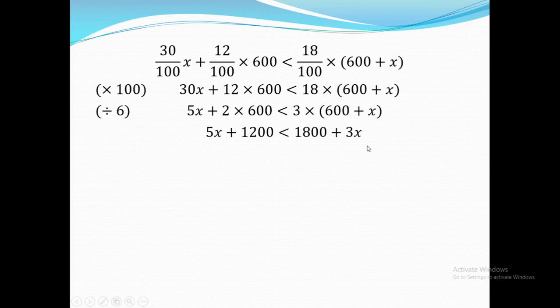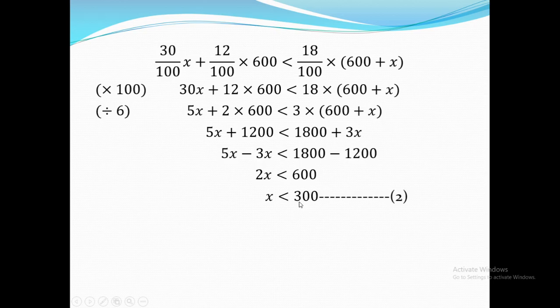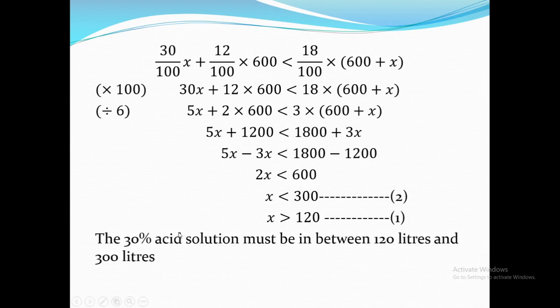Now bring all the variables to one side and the numbers to the other side. So 5x minus 3x is less than 1800 minus 1200. So 5x minus 3x is 2x, which is less than 600. So divide by 2, means x is less than 300. The first inequality we found is x is greater than 120. So the value of x must be above 120 and below 300, so that the acidity is as per the question asked. So the 30% acid solution must be between 120 liters and 300 liters.